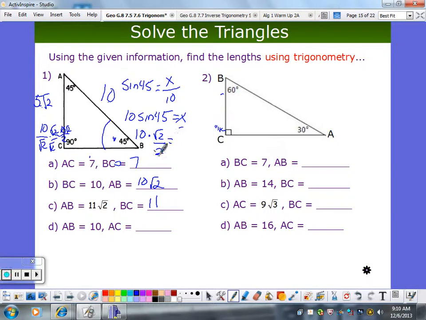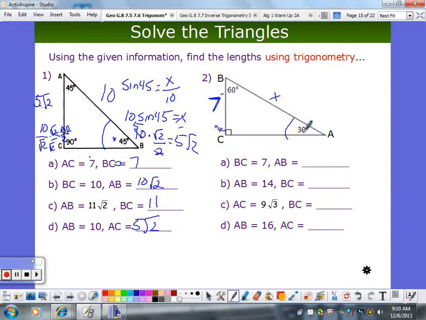Okay, oh, well, that's easy. That goes in right. 5 radical 2. So it's just ways of finding things without you being so dependent on a calculator. We'll just do a couple of these just to kind of prove the point on this side. So if BC is 7, what is AB? You can use either one that you want.